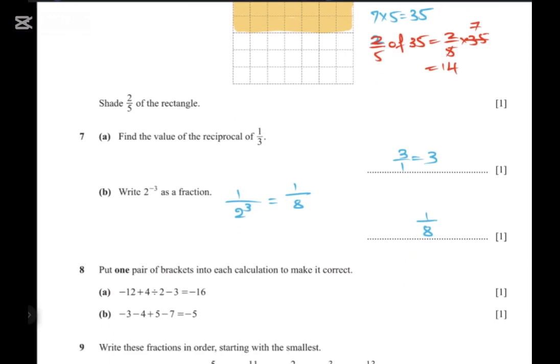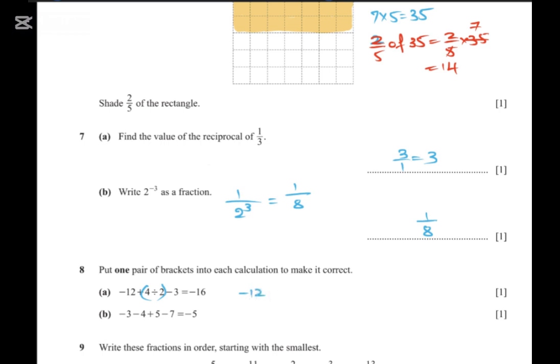Question number 8. Put one pair of brackets into each calculation to make it correct. So one pair of brackets in each calculation to make it correct. So here the question number A, minus 2 plus 4 divided by 2 minus 3 is equal to minus 16. So here the bracket will be put to get minus 12, if I put the bracket like this, it is minus 12.